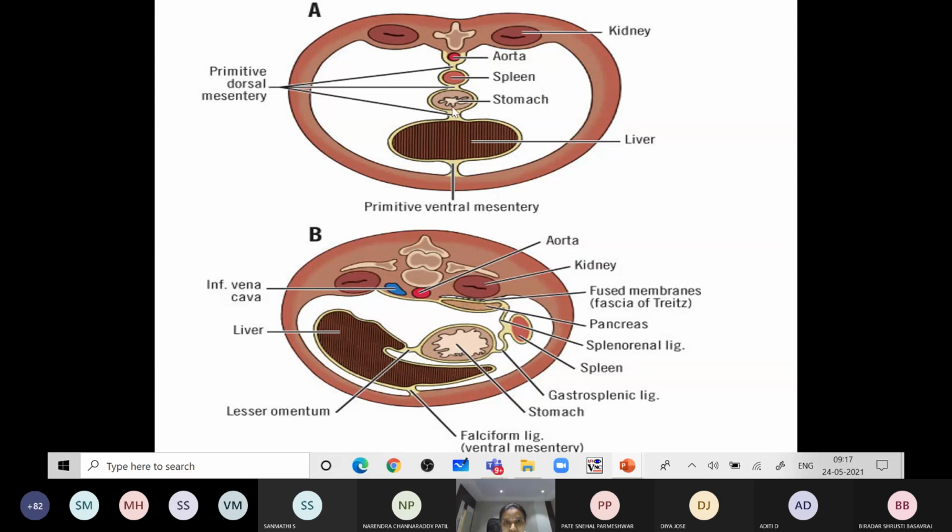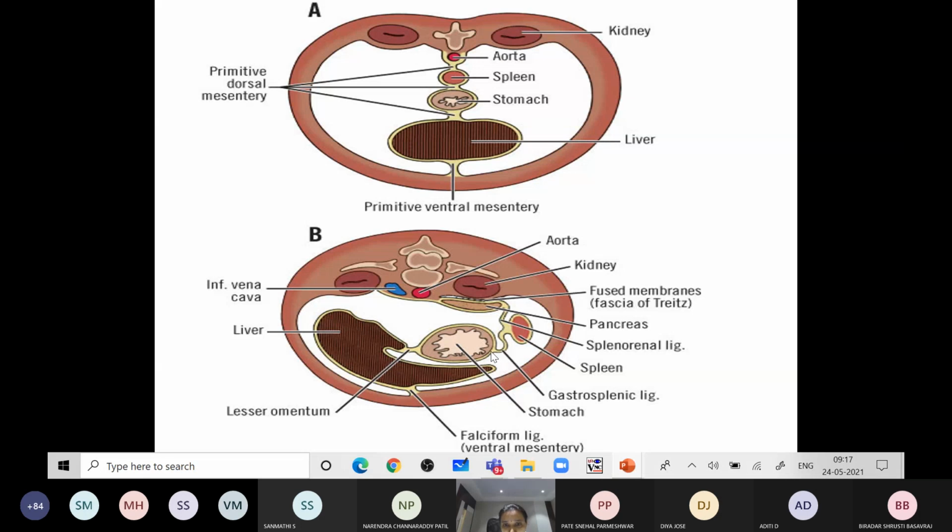So these ligaments, the mesogastrium, also rotate along with the rotation of the stomach. The anterior part of the ventral mesogastrium, which is between the anterior abdominal wall and the liver, forms the falciform ligament. The ventral mesogastrium between the liver and the stomach forms the lesser omentum. This is the lesser omentum.